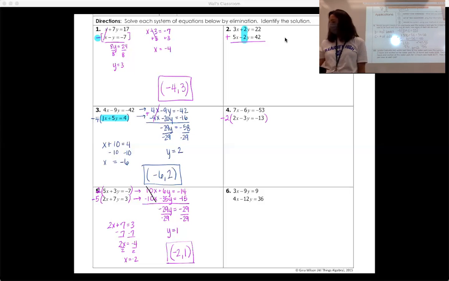Which means if she bought 13 books and 20 items altogether, how many CDs did she get? 7. Okay, so 13 books and 7 CDs. And I didn't write that because that was pretty simple using that top equation. But you could always write it.